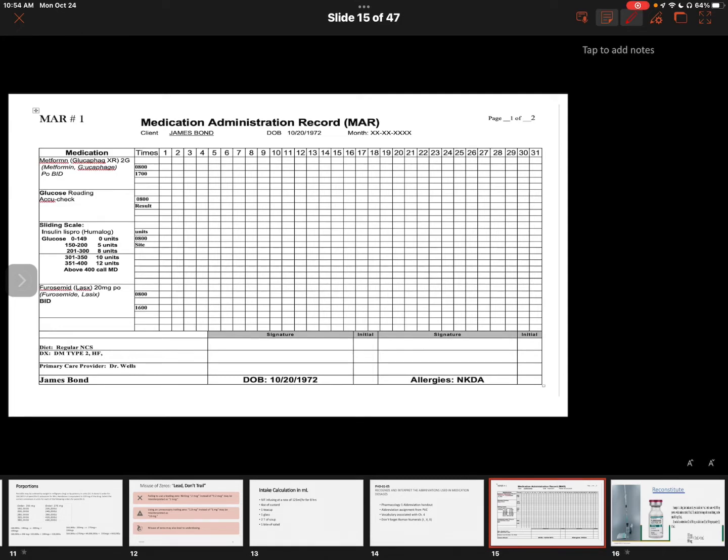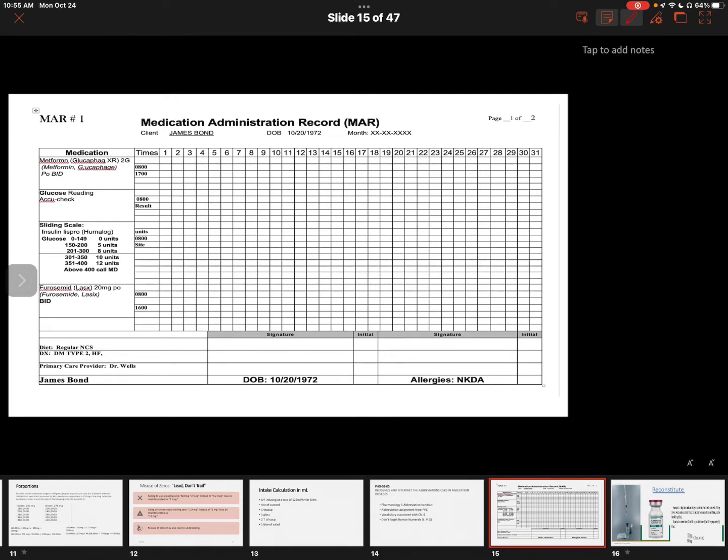So I want to teach you a paper MAR in case you're ever faced with that, because sometimes power goes down and they print us out MARs, and students that have never been introduced to a paper MAR don't even know how to use it. So you could be very valuable and very versatile if you know how to use both types of systems.